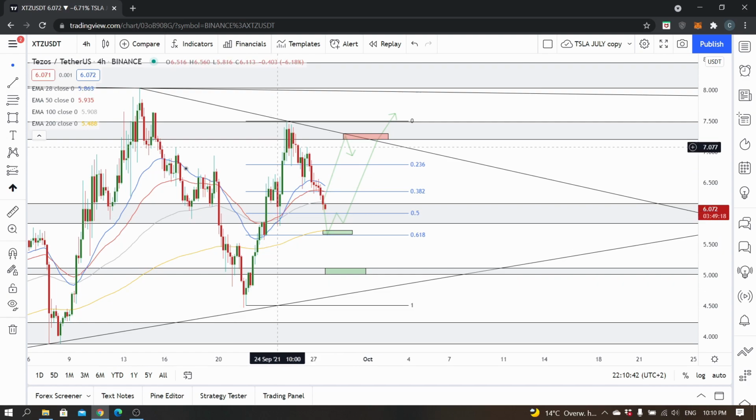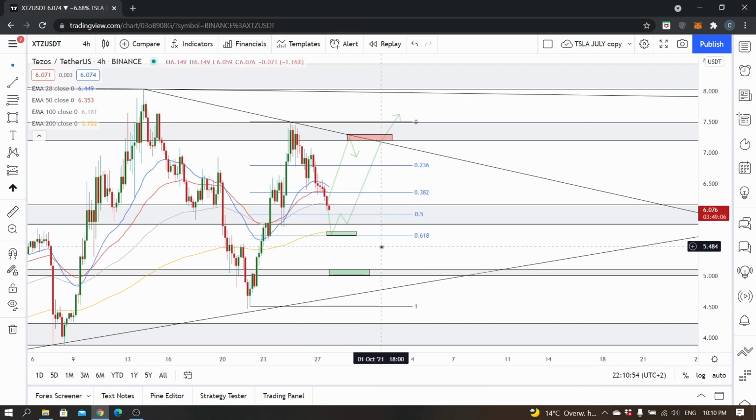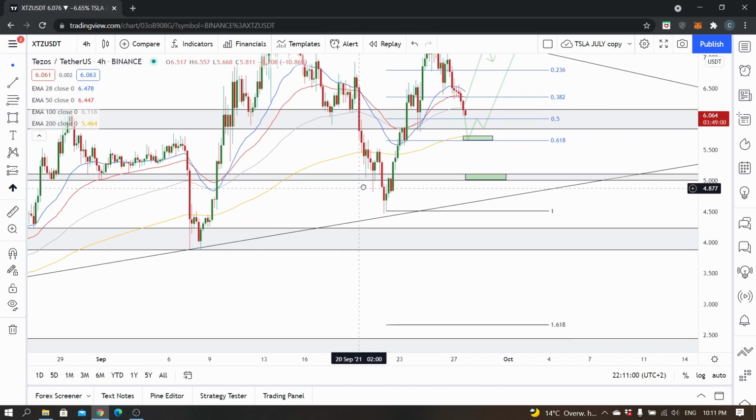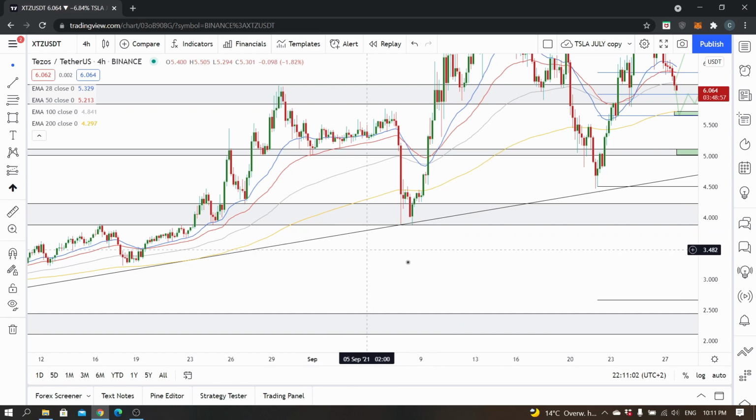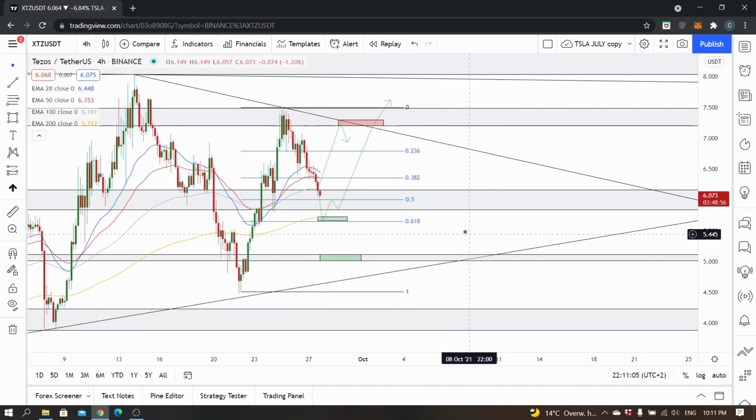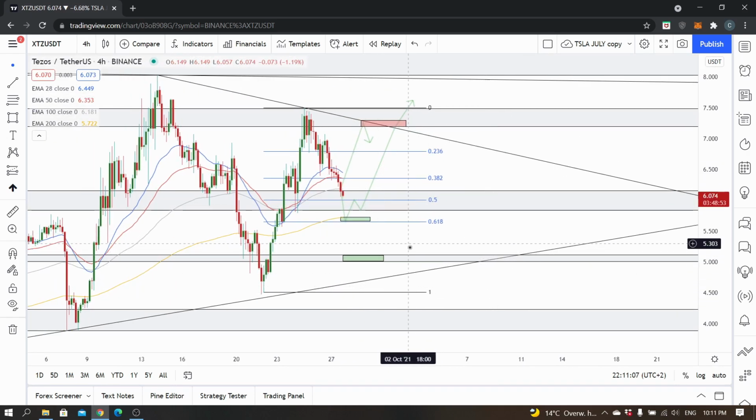So what we see in the price is that it is creating lower highs and higher lows. So price is coming together. Most of the time when price is coming together, a breakout will appear one day or another. But right now price is coming together quite slowly. And in my opinion, the lower band of this triangle is a little bit stronger.